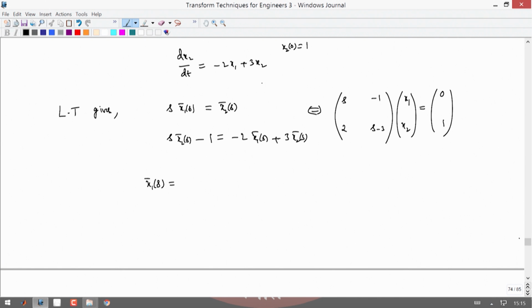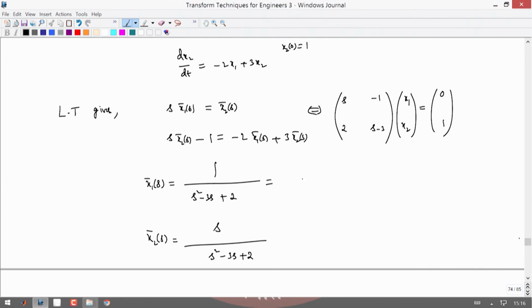So, follow the same procedure and get this. You can get x1 as a determinant. If you look at this determinant, it is s square minus 3s plus 2, and then here the determinant of 0 1 you put it here and minus 1, s minus 3. So, that makes it simply 1 here. And x2 bar of s is again, the denominator is same, and for the numerator, the determinant of replacing 0 1 here and keeping this as it is. So, you have simply s.